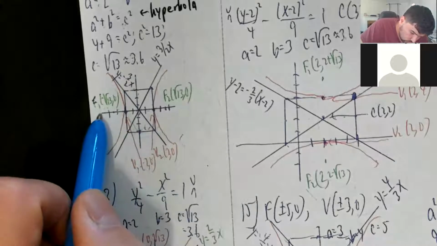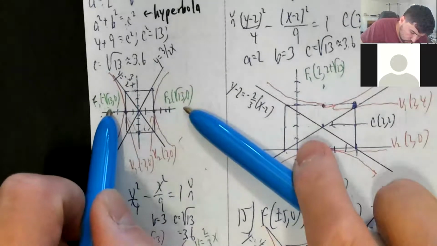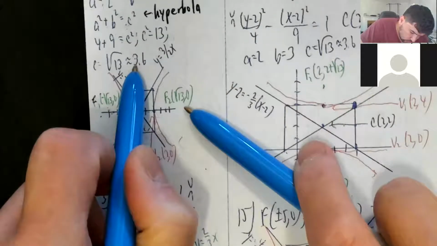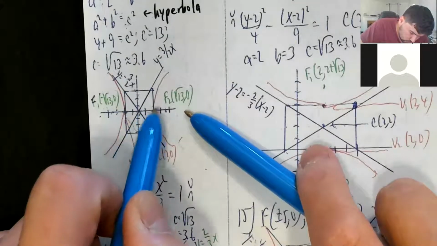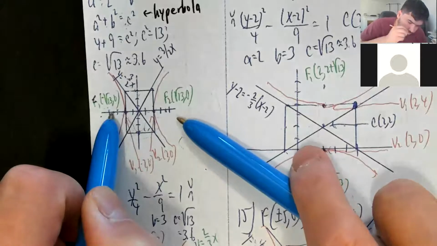Okay, so negative radical 13, 0. Again, write as exact values. When do I use the 3.6? Just to plot it. So I went 1, 2, 3, and a little bit more than half.